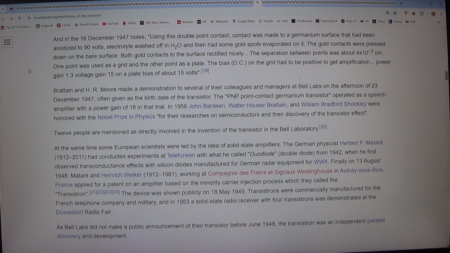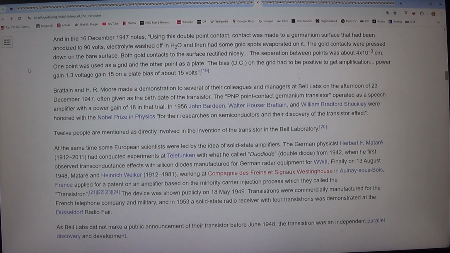One point was used as a grid and the other point as a plate. The bias, DC, on the grid had to be positive to get amplification. Power gain 1.3, voltage gain 15 on a plate bias of about 15 volts.